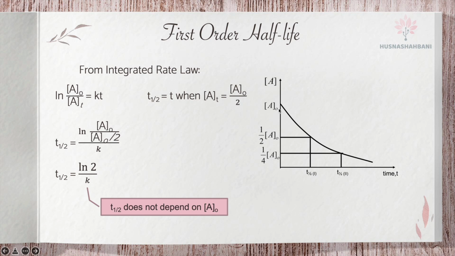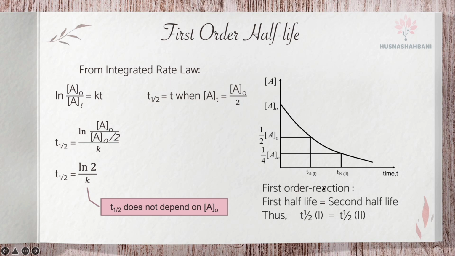So this is the graph. The initial concentration becomes half, 1 over 2. That's the first half-life. And then half of 1 over 2 is 1 over 4 of the initial concentration. That's the second half-life. This is the graph for the first order half-life. The first half-life is equal to the second half-life. Thus, t half for the first one equals t half for the second one. That's the first order half-life.